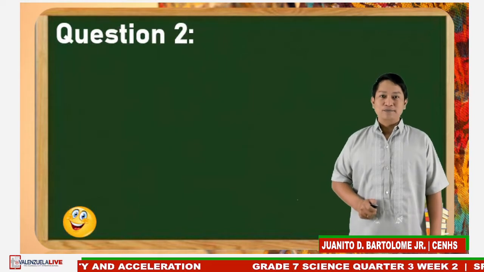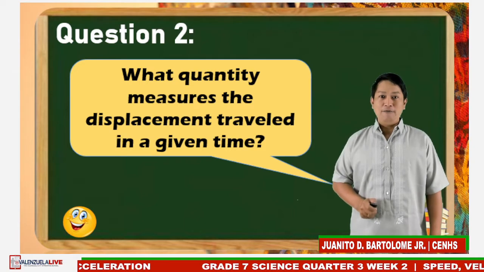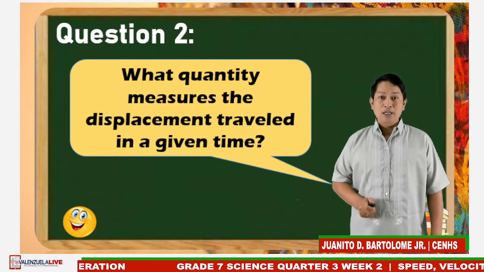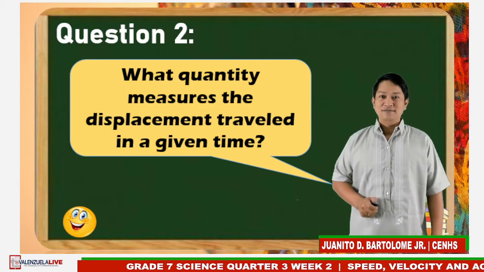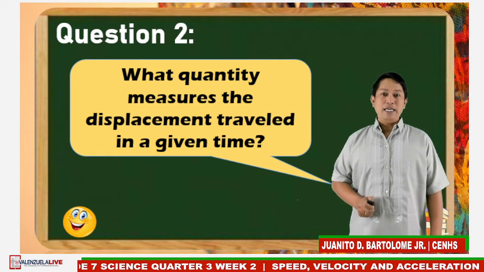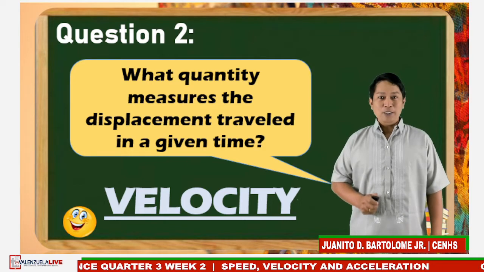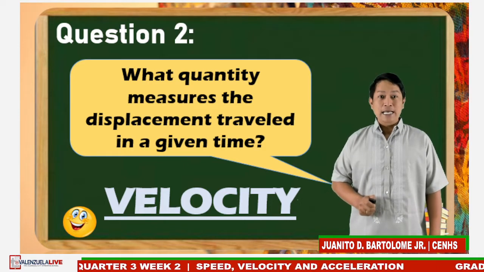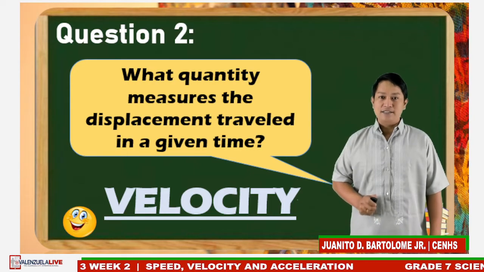Question number 2. What quantity measures the displacement traveled in a given time? Your 5 seconds starts now. Time's up. If your answer is velocity, you are correct. The difference between speed and velocity is direction. Speed has no direction while velocity has.